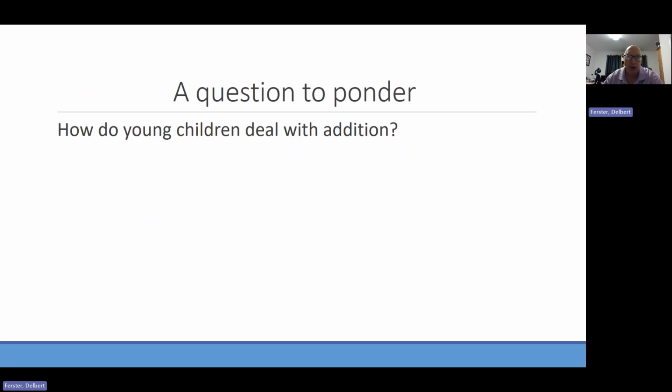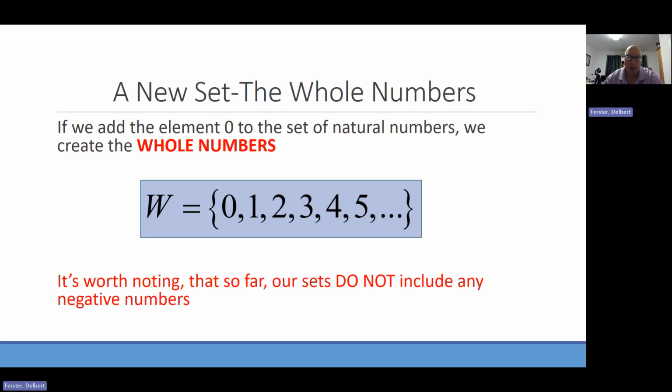If by chance we add 0 to that set, we create a new set, and that set is considered to be the whole numbers. And the way you teach kids to remember that, 0 looks like a whole. So it's in the whole numbers, but it's not in the natural numbers.